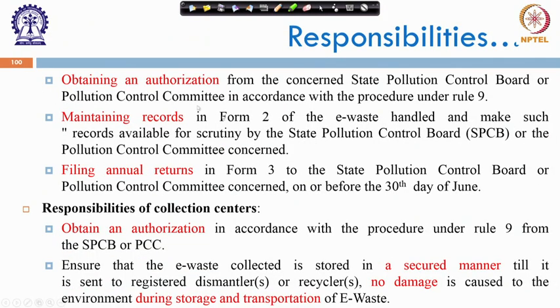So then for the others, they have to obtain authorization, maintain the record, and file an annual return. These things are very common for all the rules. I will not go through them, you can read about that. There are different forms there.